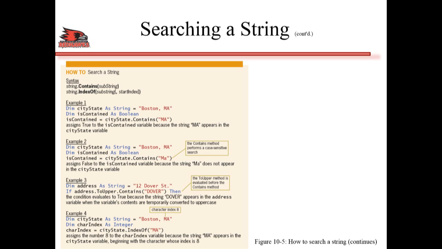That's example 3, where it shows how to look for Dover, and you convert the whole address string to uppercase and then look for uppercase Dover. Now example 4 is an example of indexOf. It looks at the index of MA and it returns 8 because position 8 is where the first letter of the substring starts.